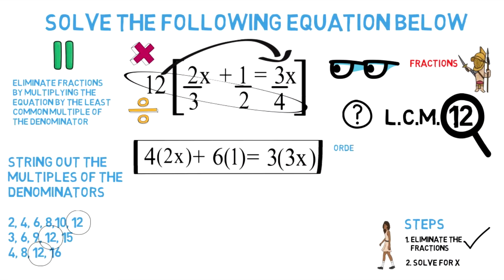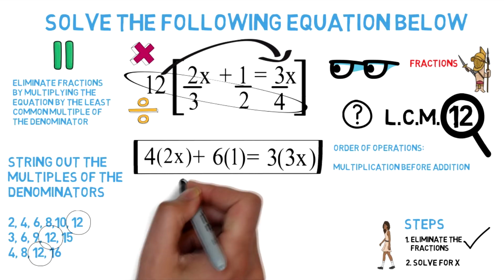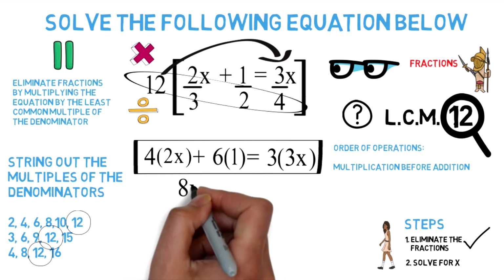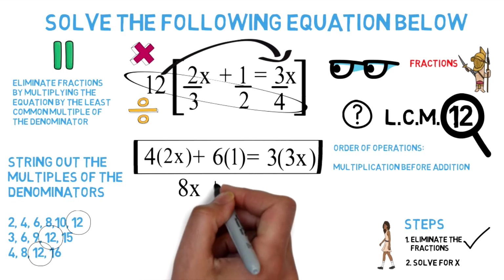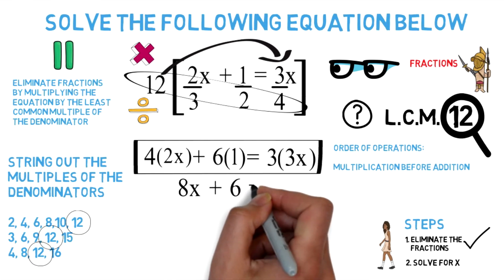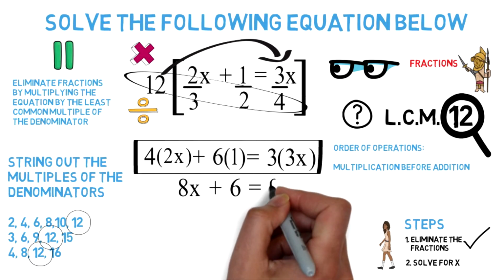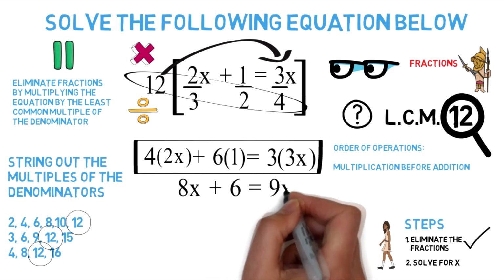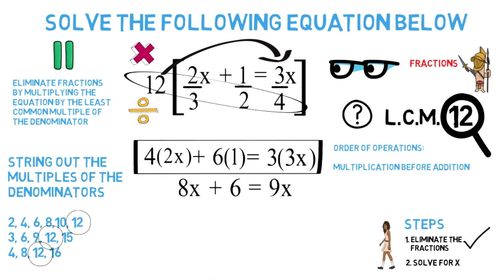Take a look at what we have, and we'll do first the order of operations. Remember, it's multiplication before addition. 4 times 2x gives you 8x. Then you have 6 times 1, which will give you a positive 6. And then you have an equal sign, which is followed by 3 times 3x, which will give you 9x.